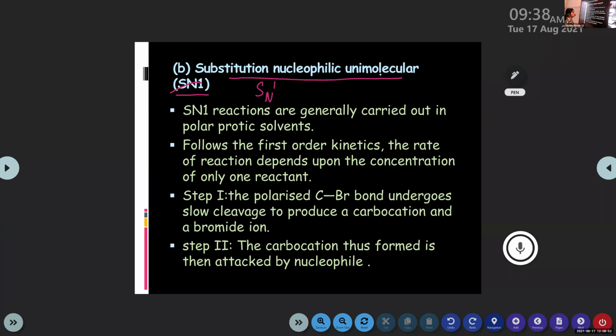The SN1 reactions are generally carried out in polar protic solvents. What are polar protic solvents? Examples are water, then alcohol, etc. What's the speciality of these solvents? They are polar in nature. Again, they are able to donate H plus ions. That's why they are known as protic solvents. Protic means they can donate H plus ions or protons. SN1 reactions are generally carried out in polar protic solvents. Examples are water, alcohol, acetic acid, etc. They can donate H plus ions.